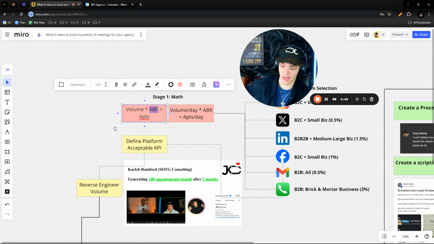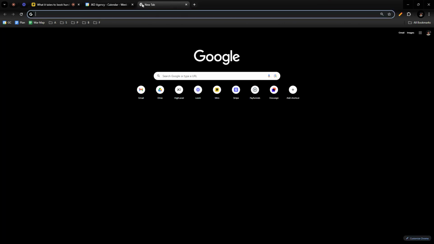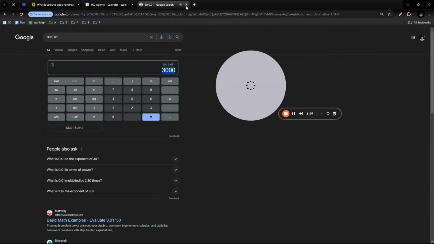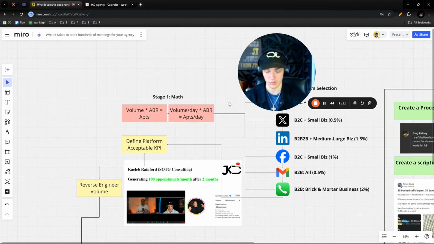If that's your goal, you need to identify what the appointment booking rate is that you have. An appointment booking rate is the amount of meetings you get divided by the amount of outreach that you do. This is for outreach specifically. So if your appointment booking rate is 1% and you want to get 30 meetings, you do 30 meetings divided by 0.01, which is 1%, and then you get 3,000 outreaches a month. From that information, you are going to know exactly how many outreaches you need to do, okay?